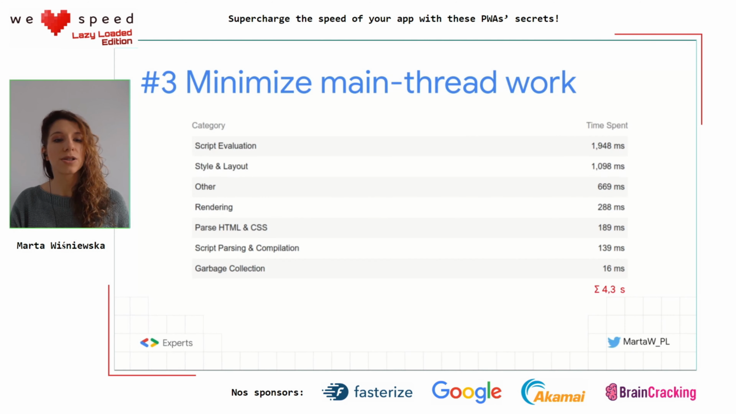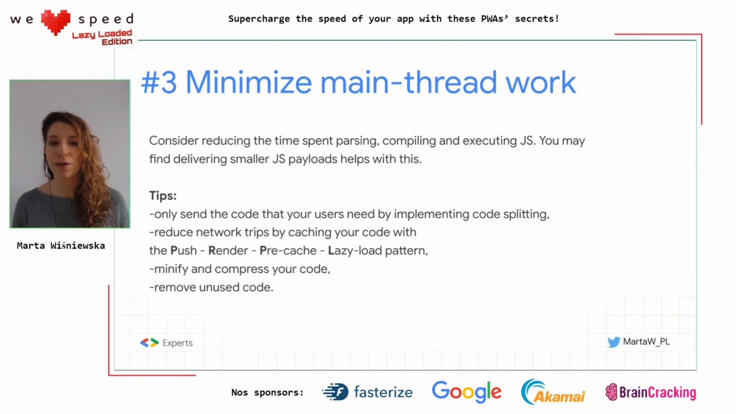And we should focus on delivering smaller JavaScript payloads. And there are some tips on how you can achieve that. For example, we're able to implement code splitting. This is a great technique to improve web performance. We don't want to send the full code to your users. We'll only send the code that your users need at the specific time when they use your app.